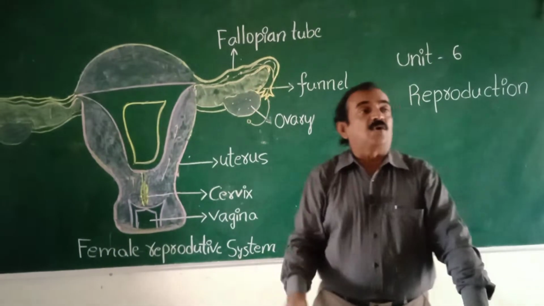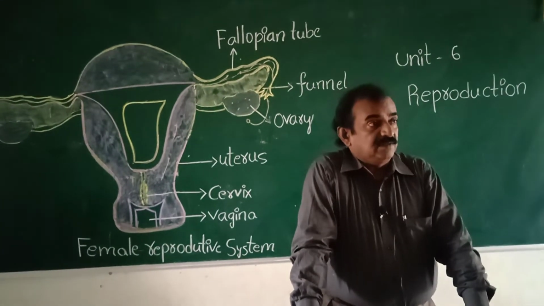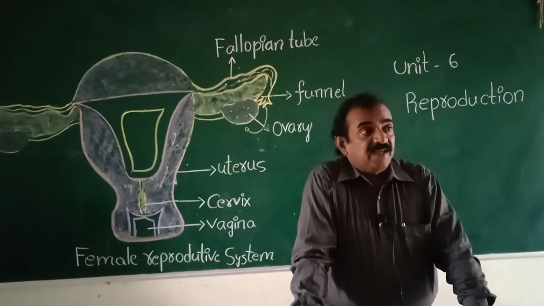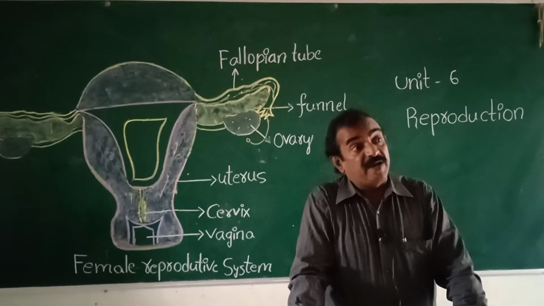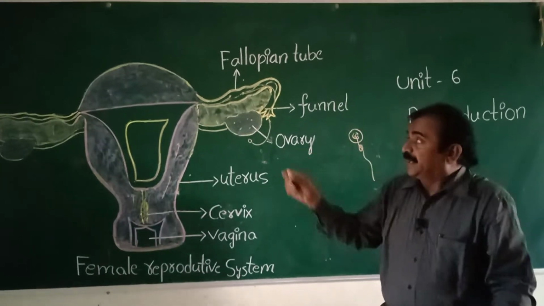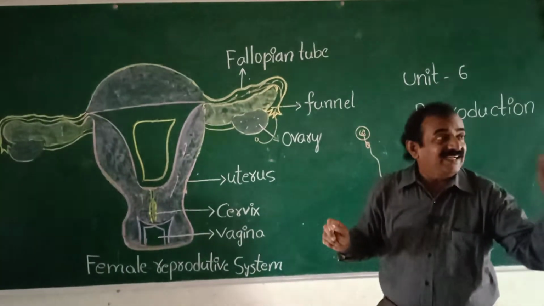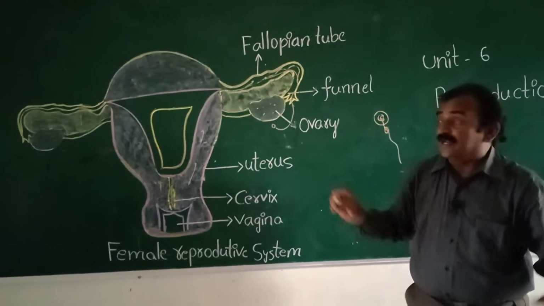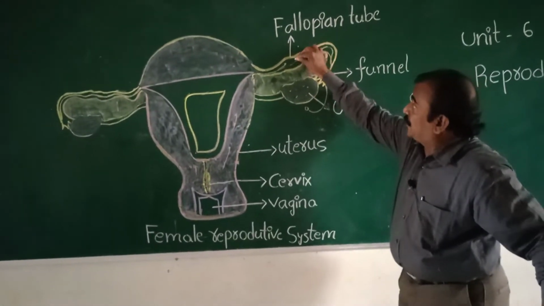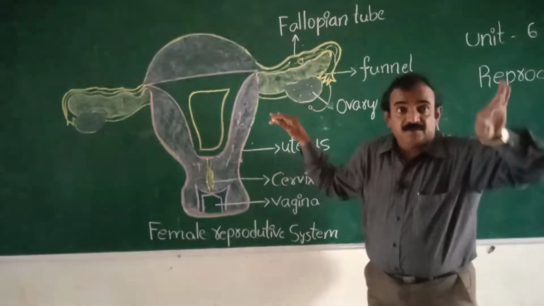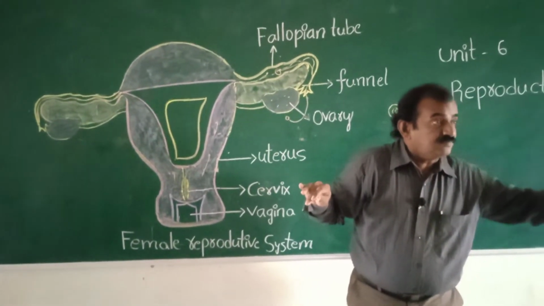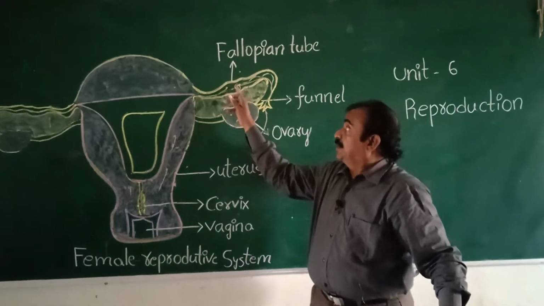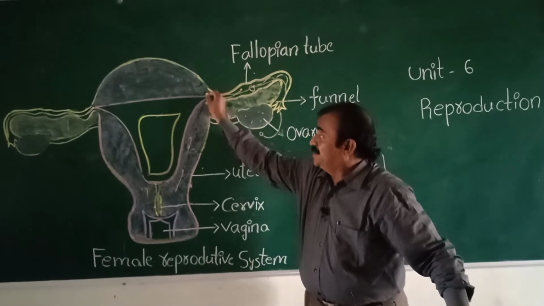And this zygote undergoes mitotic cell division. Listen carefully, girls. Here the zygote undergoes mitotic cell division. Many cells are formed, and finally it looks like a ball, a solid ball. And this solid ball after fertilization slowly moves down into the uterus.